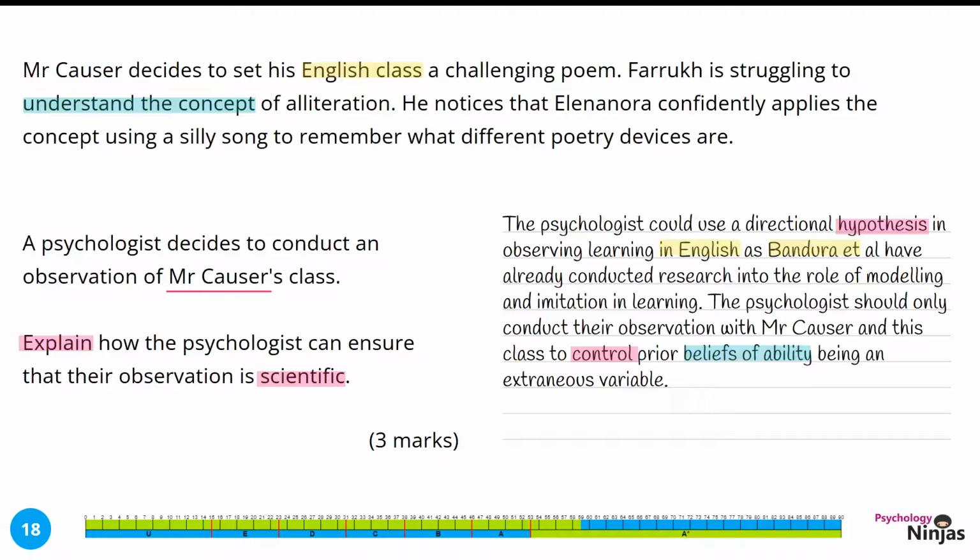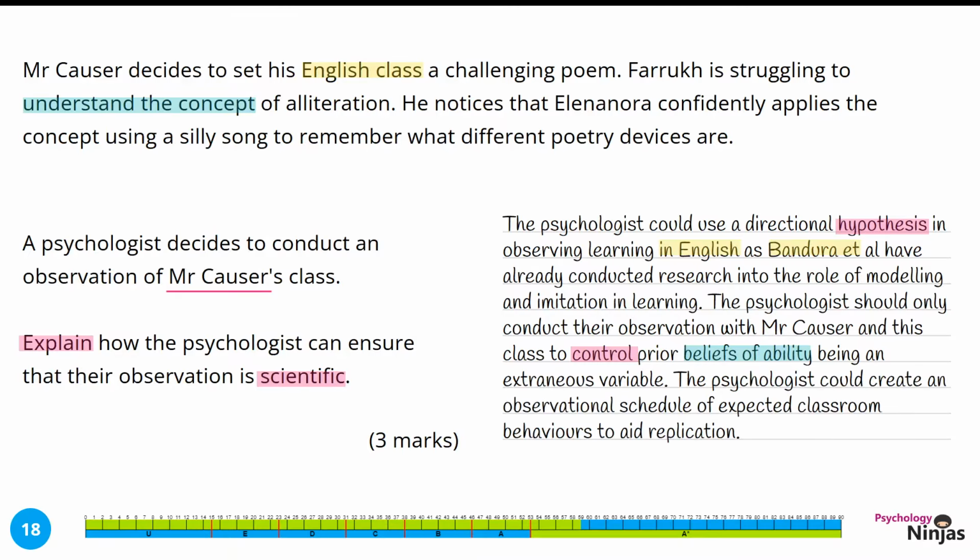For our 3rd mark, we're going to link in a 3rd feature of science. The psychologist could create an observation schedule of expected classroom behaviours to aid replication. We've identified replication as an additional feature of science. We've linked this into the STEM in terms of expected classroom behaviours, and we can tick this off in our STEM as well.